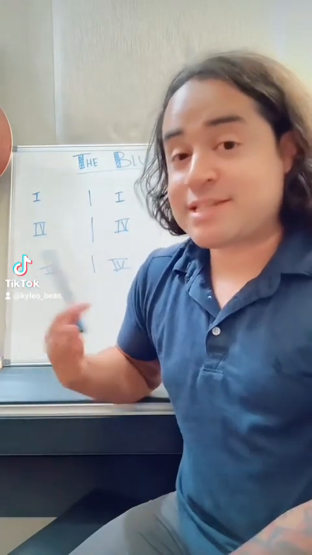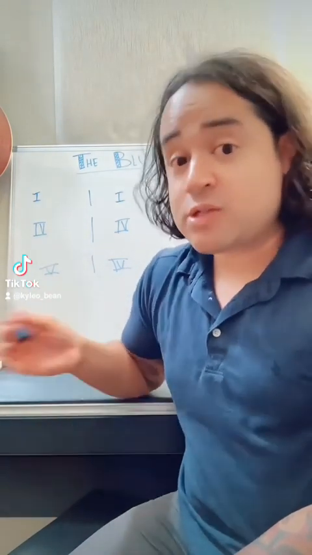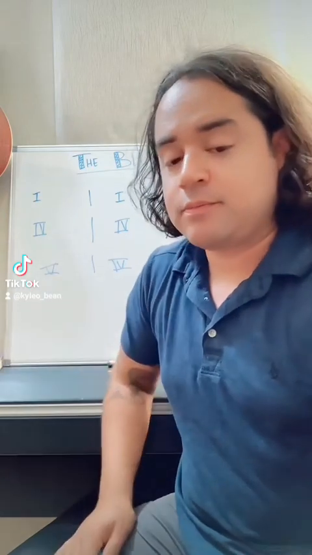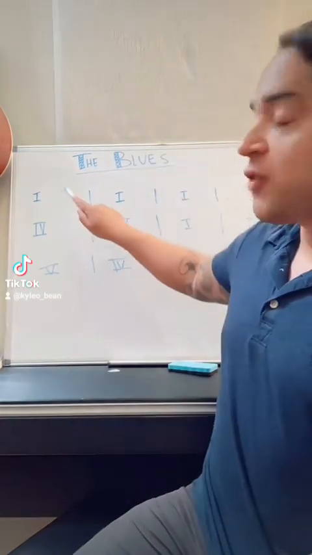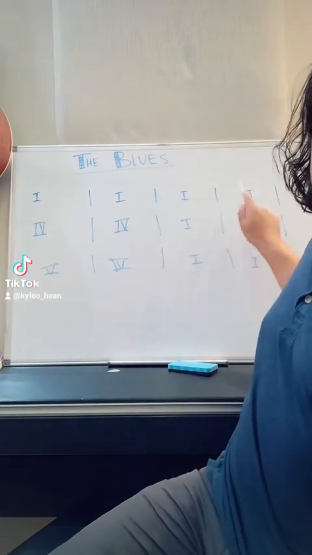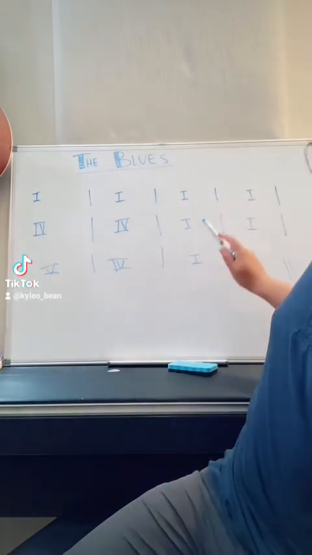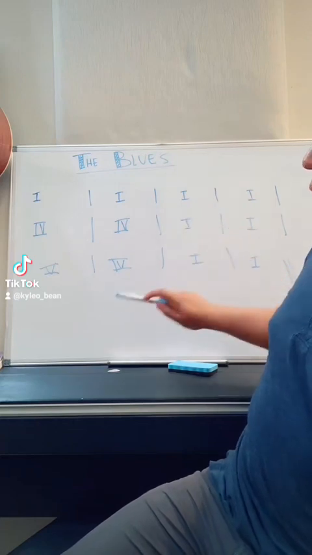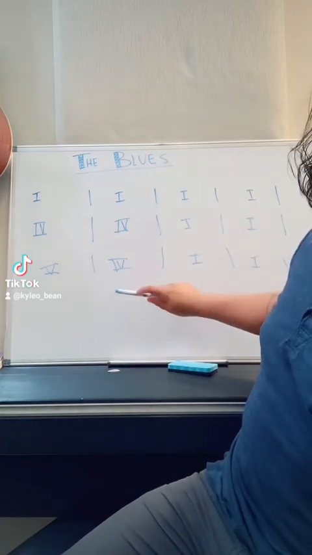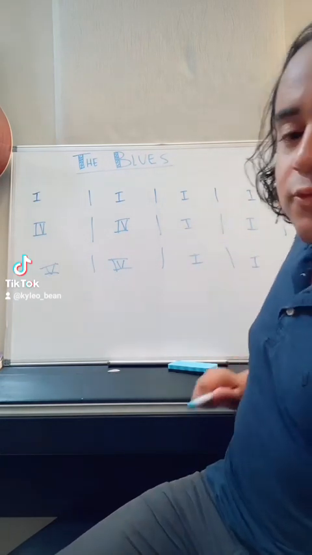Number 2, blues is a standard. The most commonly played style of blues is a standard 12-bar blues. Here's how our 1-4-5 chords are divided. We have 4 measures of our first chord, 2 measures of our 4th chord, 2 measures back to our 1, and then we have a 5, a 4, and we end with 2 bars of 1.